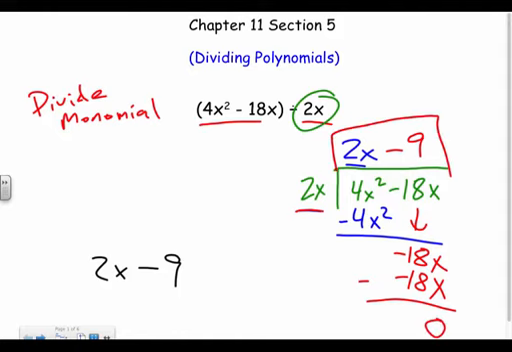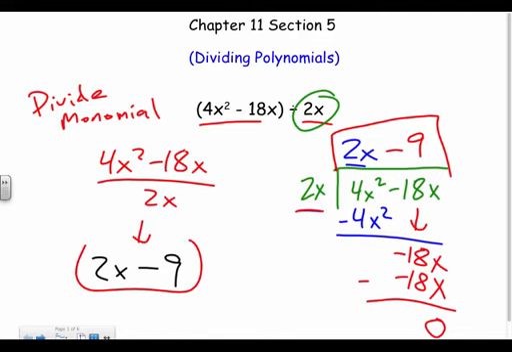So that is just a little more confusing, isn't it, when I could have just done it as a fraction right away. I could have done it just like that, and that was much easier. I got the exact same answer. So whenever you divide by a monomial, write it as a fraction, and it'll save you some time.